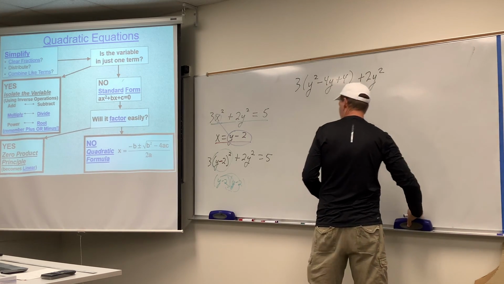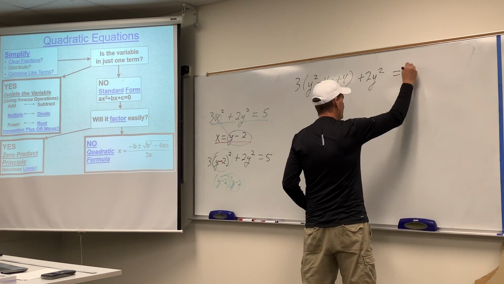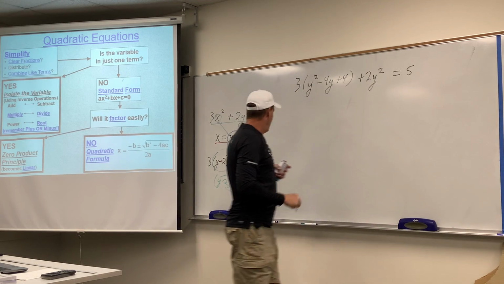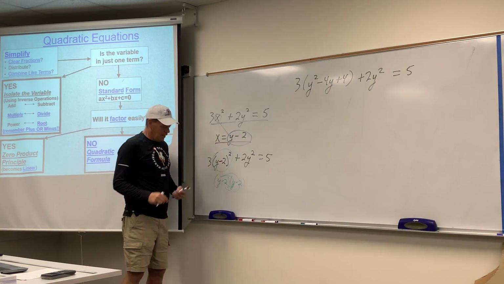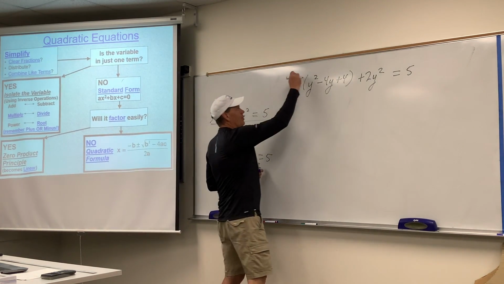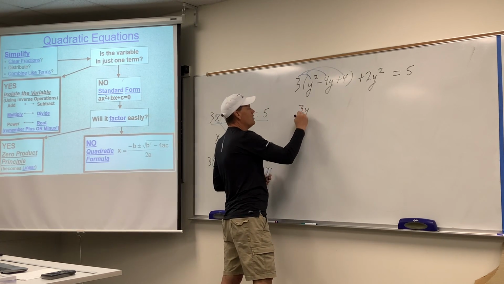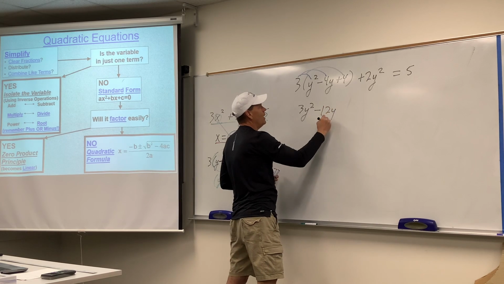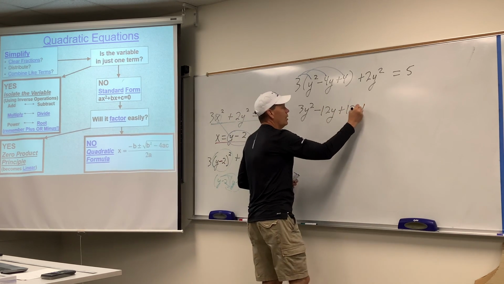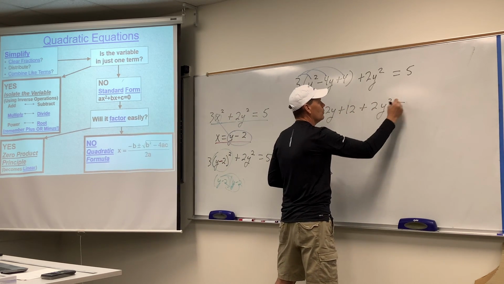And equals 5. So again, scrolling that up here, and distributing out that quantity. Now what? Distribute the 3. Okay, sounds good to me. 3y squared minus 12y plus 12 plus 2y squared equals 5.